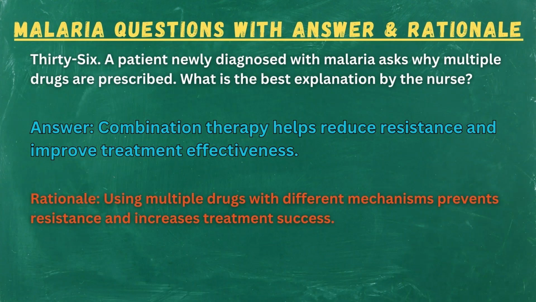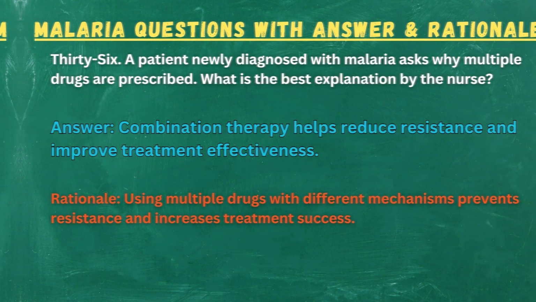36. A patient newly diagnosed with malaria asks why multiple drugs are prescribed. What is the best explanation by the nurse? Answer: Combination therapy helps reduce resistance and improve treatment effectiveness. Rationale: Using multiple drugs with different mechanisms prevents resistance and increases treatment success.